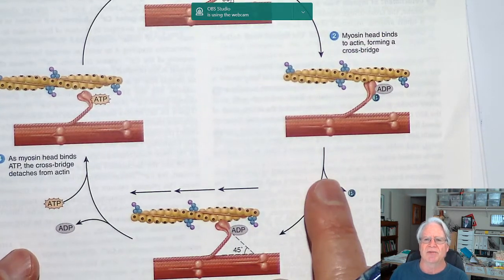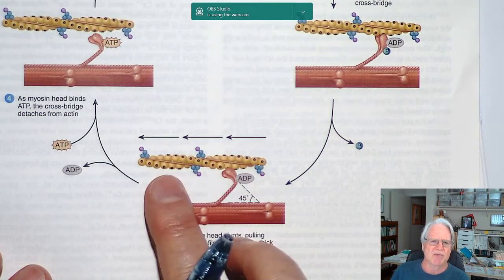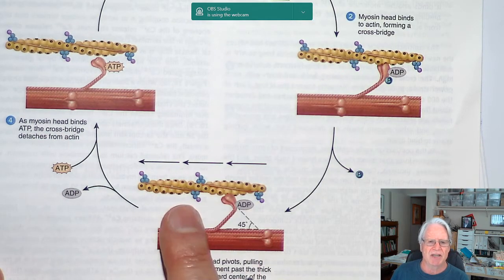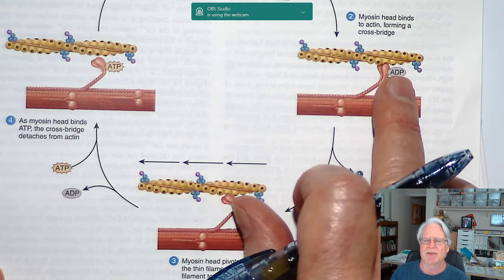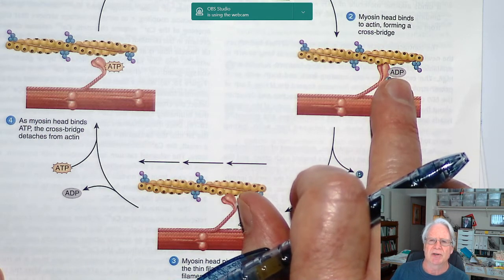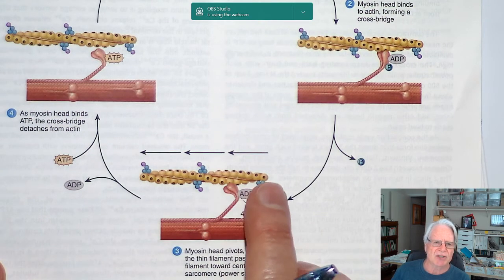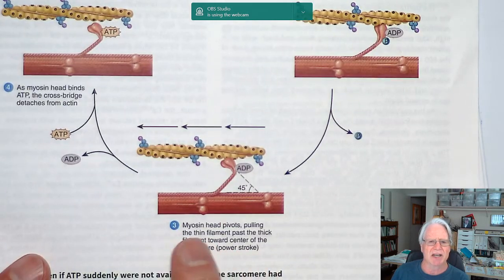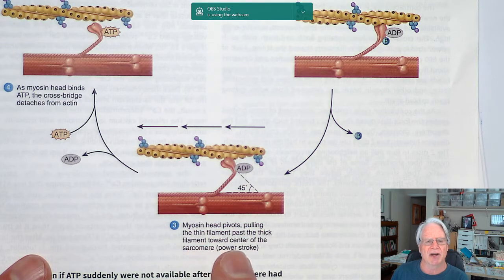Then we're going to release the phosphate group, and we're going to get the power stroke. So we're going to get this movement of the head from this position to that position. So it's going to physically move, and that energy to move is coming from that reaction where we took ATP and converted it into ADP. That movement slides the thin filaments towards the center of the sarcomere. So the myosin head pivots, pulling the thin filament past the thick filament towards the center of the sarcomere. That gives us our power stroke.